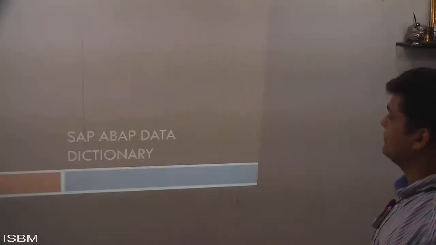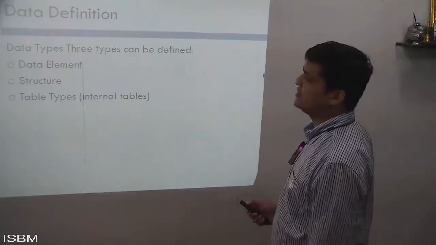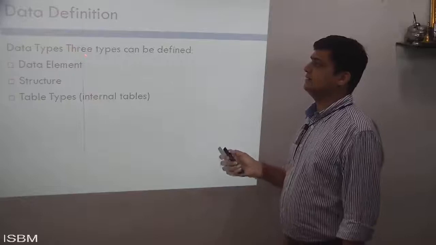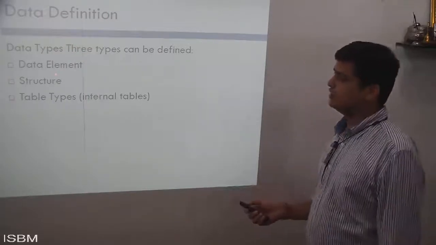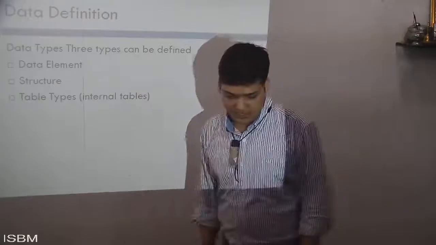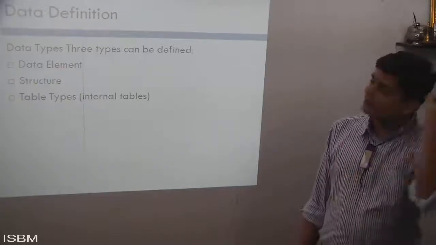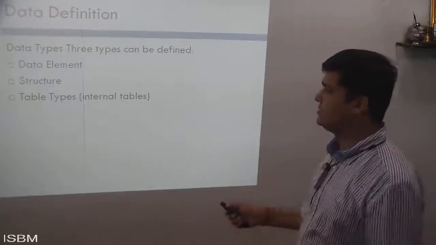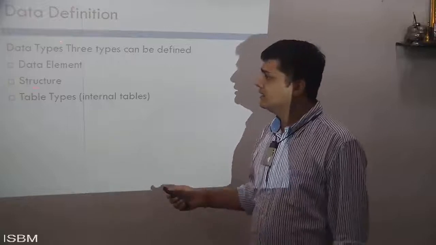Then we have the data definition. What exactly is the data definition? We have data types, and there are three types it can be defined as: data element, structure, and table type. A data element is when, in the table itself, a field is assigned to a particular data element. Each field has to have one data element, and the data element has to be created with the help of a domain or data types.